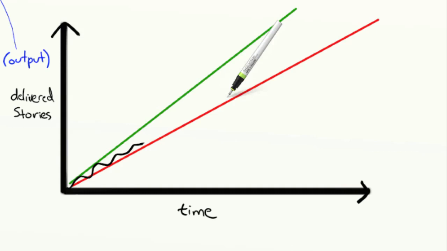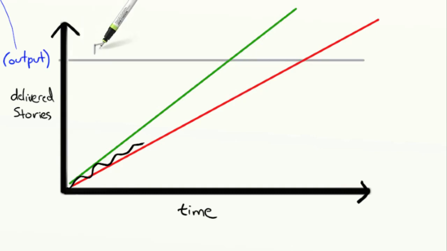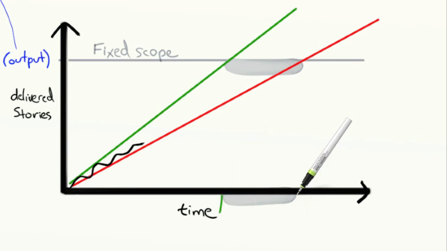Okay, so back to expectations management. Suppose the stakeholders ask Pat, when will all of this stuff be done? When will we be here? That's a fixed scope, variable time question. So Pat uses the two trend lines to answer. Most likely sometime between April and mid-May.